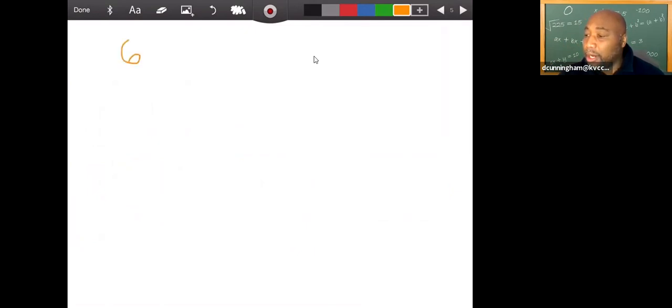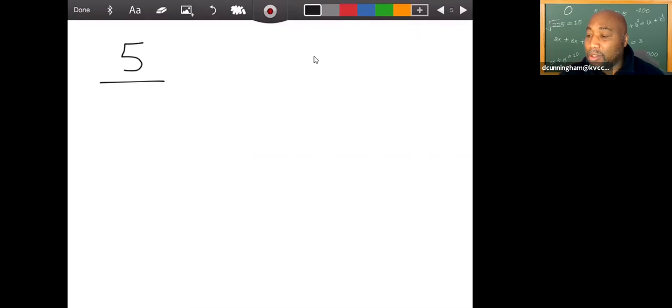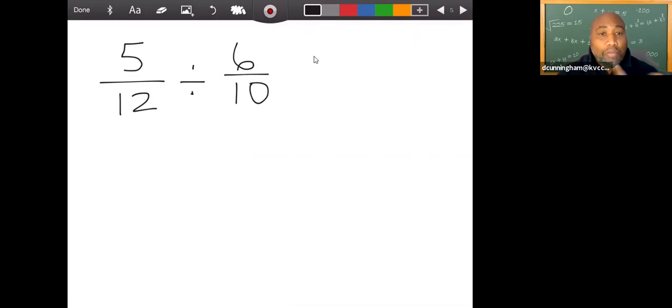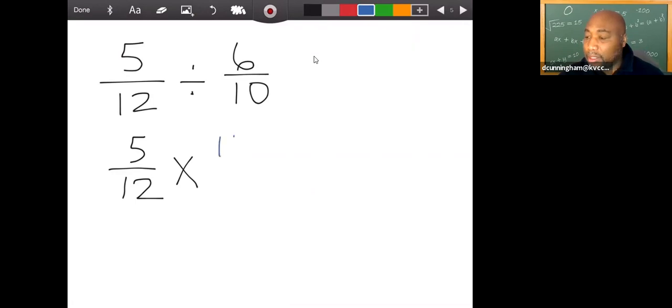I'm going to make it a little darker so you can see it. I'm going to use a different number here. Let's say we have 5/12 divided by, and look here. So again, you don't divide fractions, you multiply fractions, so which is good. And so we make this 5/12 times, and then take the reciprocal of the second one. I'm going to put that in blue, 10 over 6.